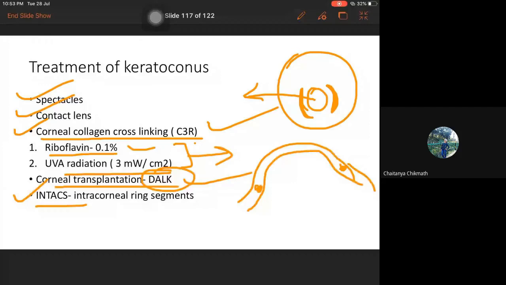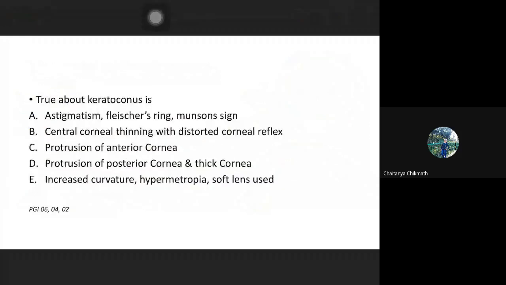So we will answer some of the questions. True about keratoconus: A, astigmatism, Fleischer ring, Munson sign. B, central corneal thinning with distorted corneal reflex, protrusion of the anterior cornea. D, protrusion of the posterior cornea and thick cornea, increased curvature, hypermetropia and soft lens use. So what are the options here? This was asked three times in PGI Chandigarh. So the first option is correct: astigmatism, Fleischer ring, Munson sign. Anybody?